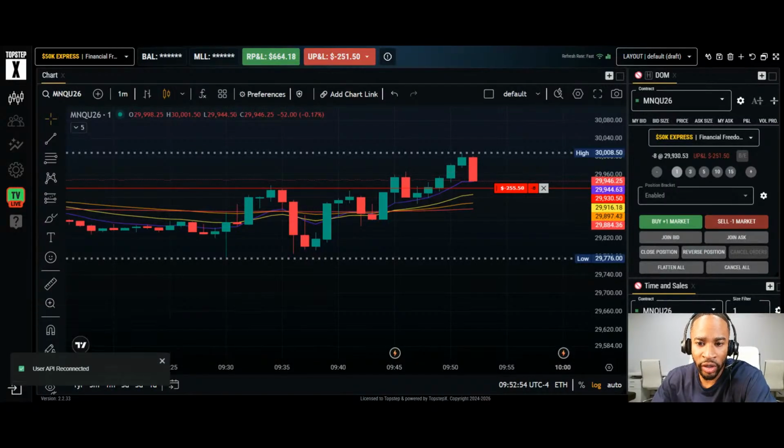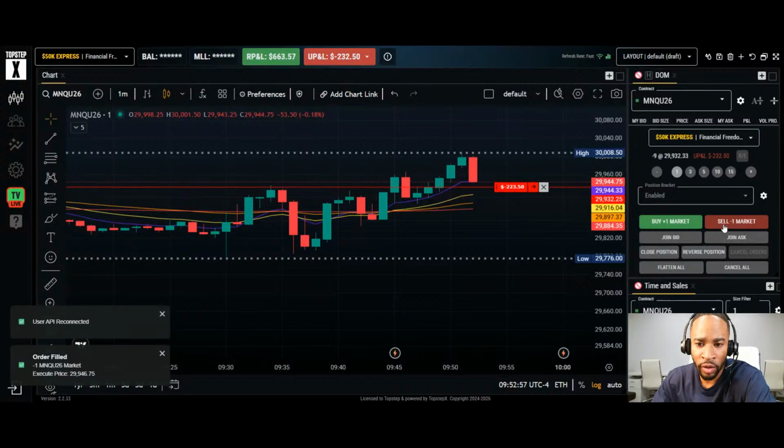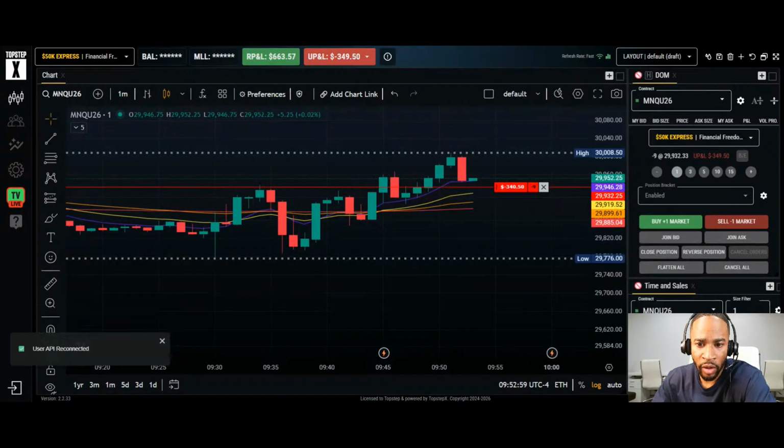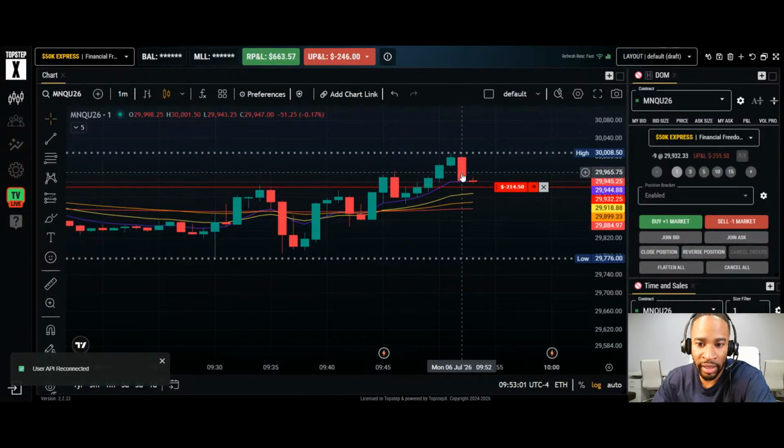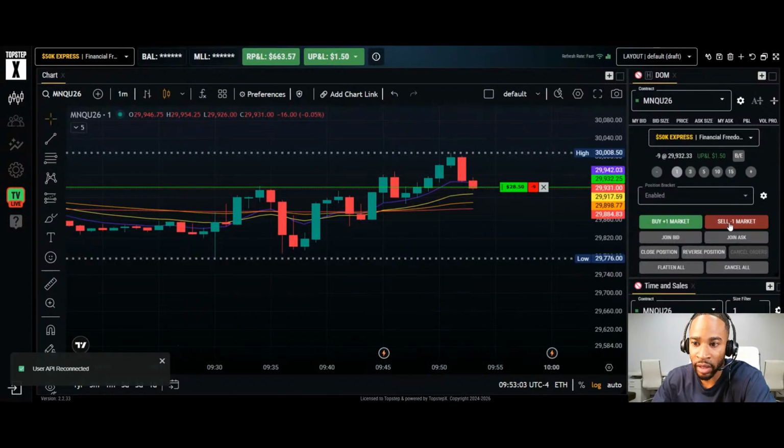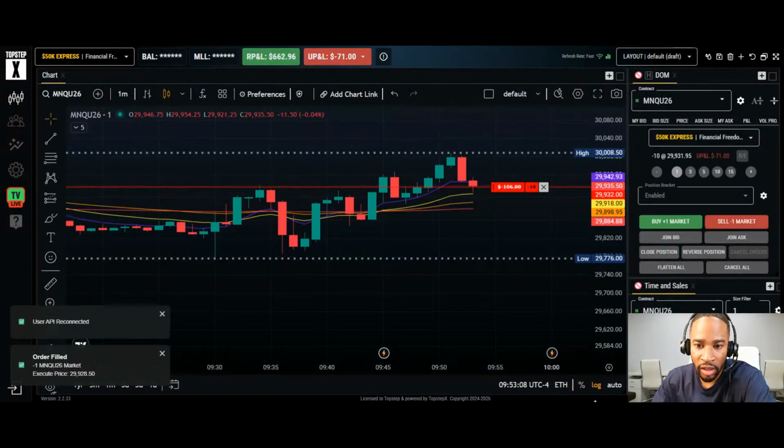Now I'm only down 200 and some change. Okay. Order filled. Let me add a little bit more. Holding 9. Come on. So we had a key rejection in our blue zone at 9:52 a.m. Look at that, family. Order filled. Holding 10 contracts right now.